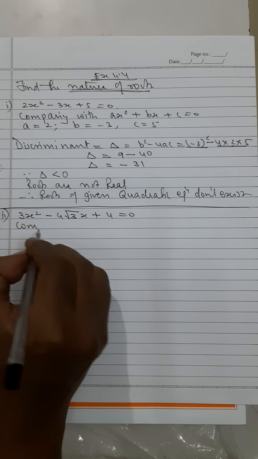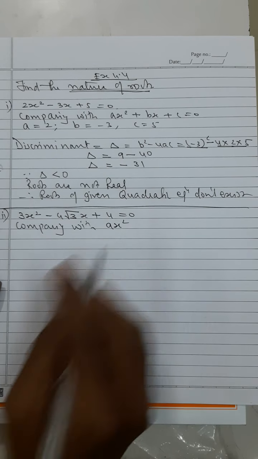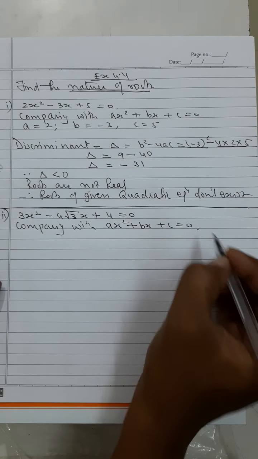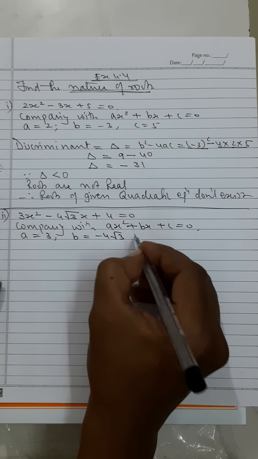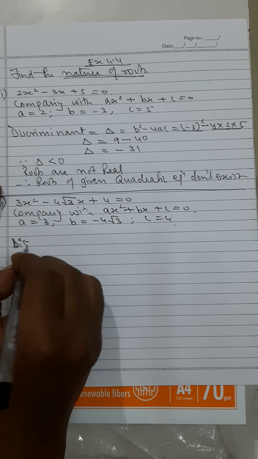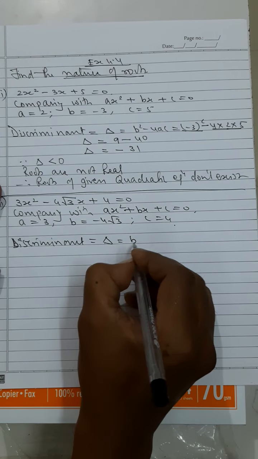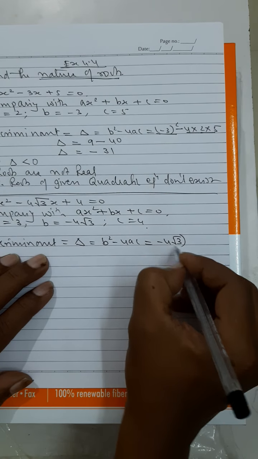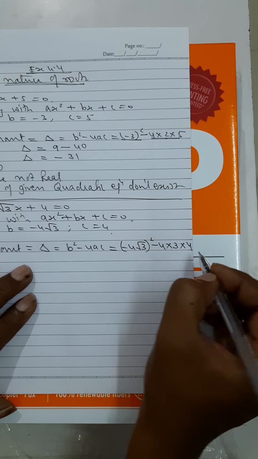Here, doing the same thing, comparing with ax square plus bx plus c equals 0, a is equal to 3, b is equal to minus 4 root 3, c is equal to 4. So you get this discriminant. Better write this discriminant: b square, minus 4 root 3 the square, minus 4 into a is 3 into c is 4.